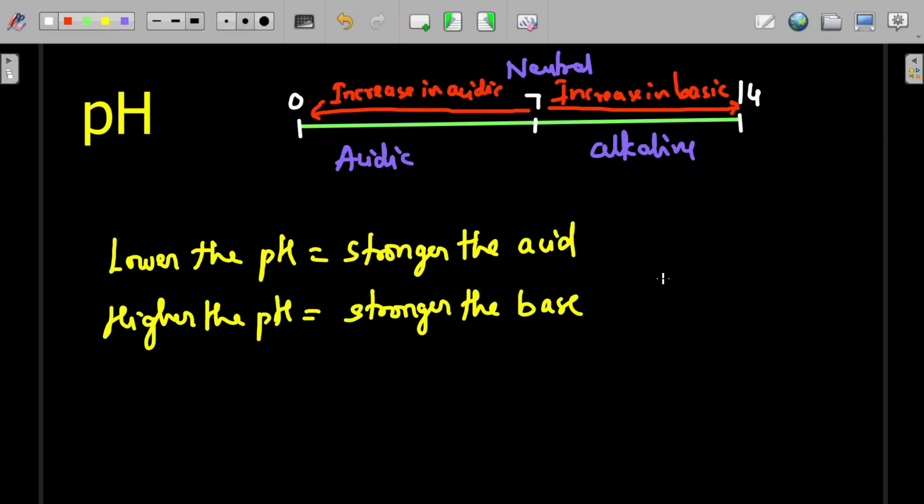Is there any substance that's zero pH? Acids have zero pH. That means they are very strong acids, like sulfuric acid, concentrated sulfuric acid.